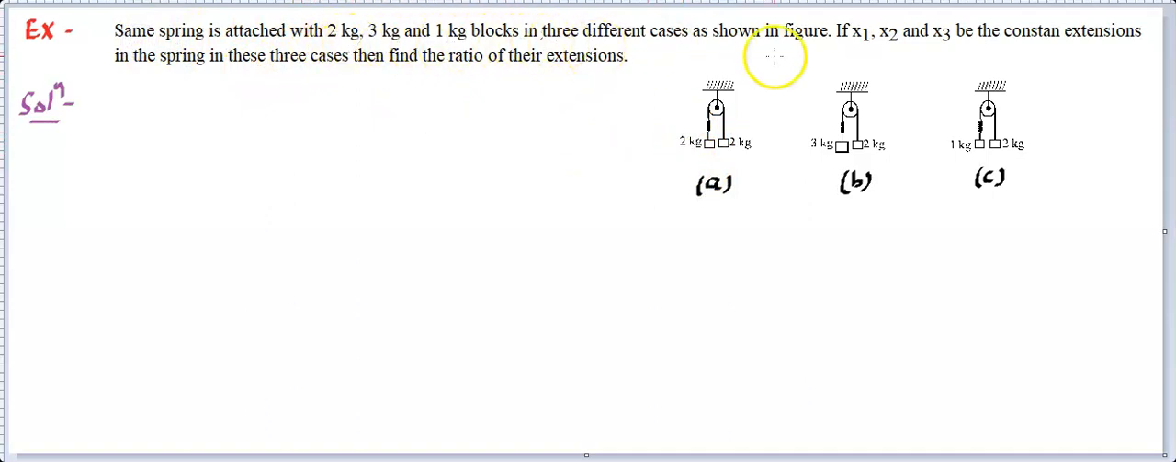Attached to the different weights as shown in the figure. X1, X2 are constant extensions. Constant extensions means the maximum extension that has taken place, right? And we need to find the ratios of these extensions.